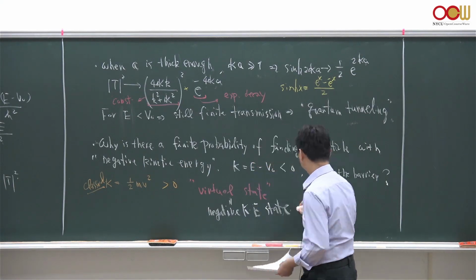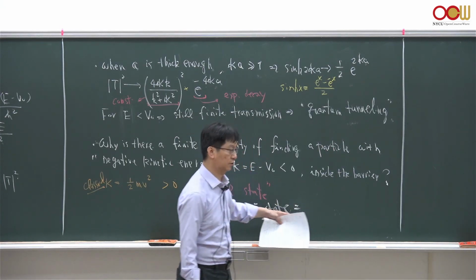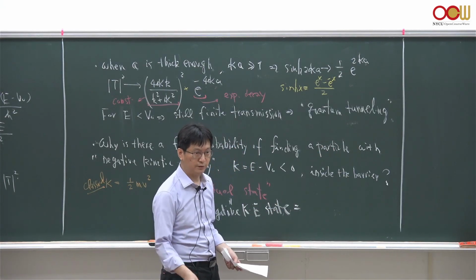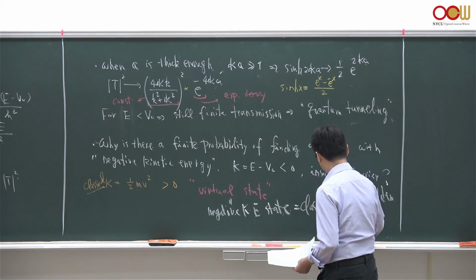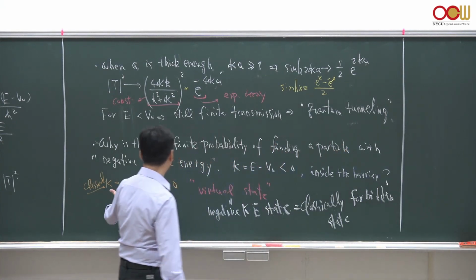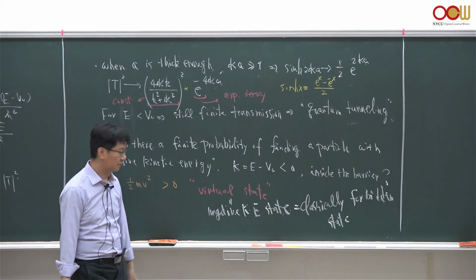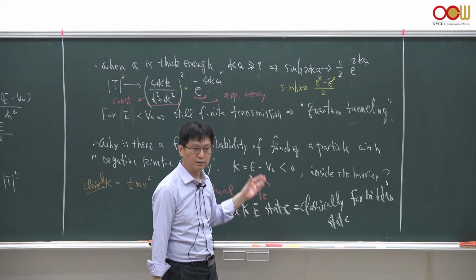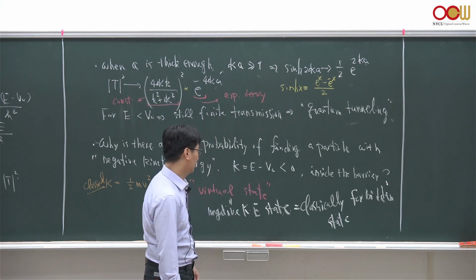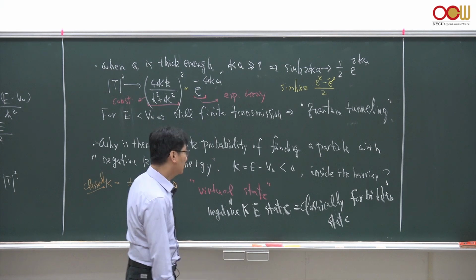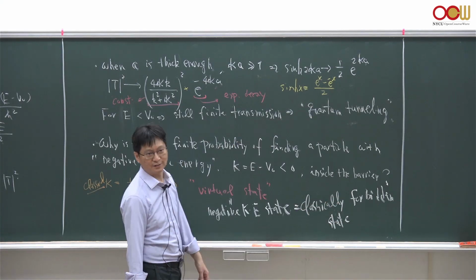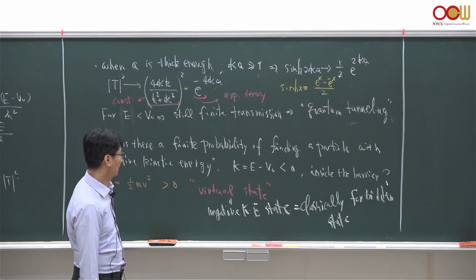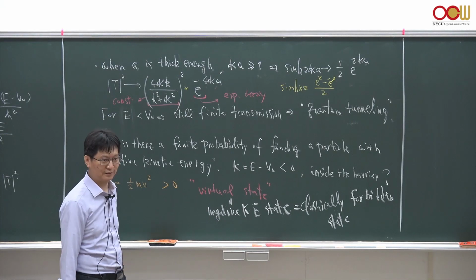Or sometimes, some books, some people call this the classically forbidden region or forbidden state, which means that in classical mechanics it is not allowed, right? But quantum mechanically it is allowed. So quantum mechanics, in some sense, overcomes this classically forbidden state or the rules of the classical world, okay?